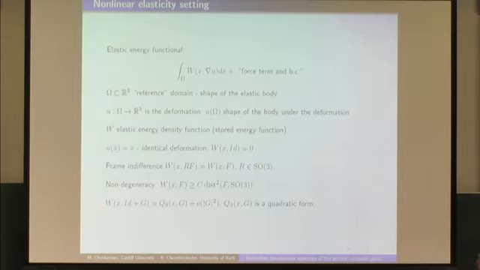Now we assume indeed that the stored energy function is smooth enough so that you can write the Taylor expansion in the vicinity of the identity matrix. So basically, the gradient of deformation is close to the identity matrix. So this G represents the small gradient of displacement, and you can expand your stored energy function in this way.